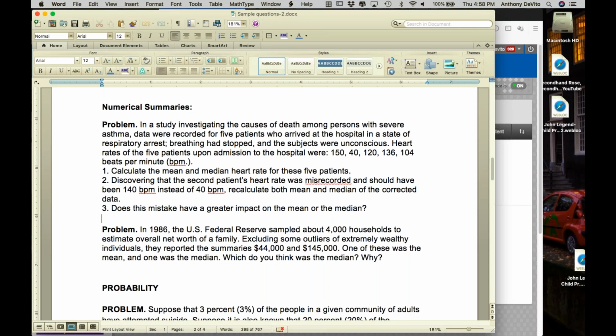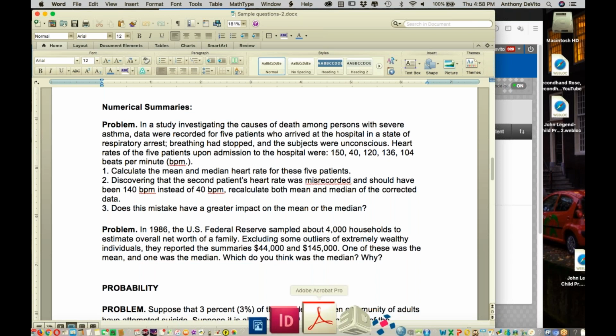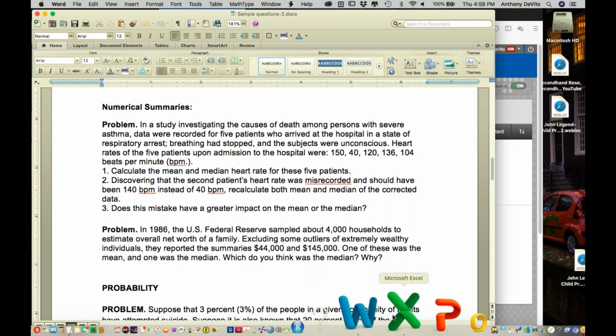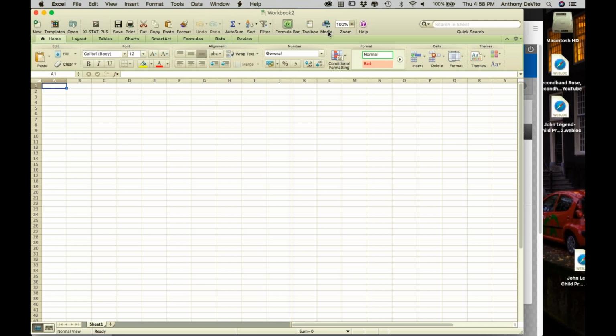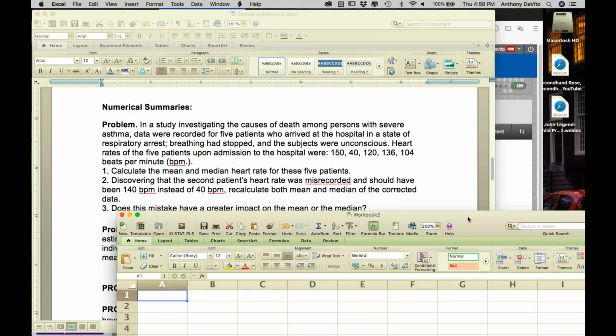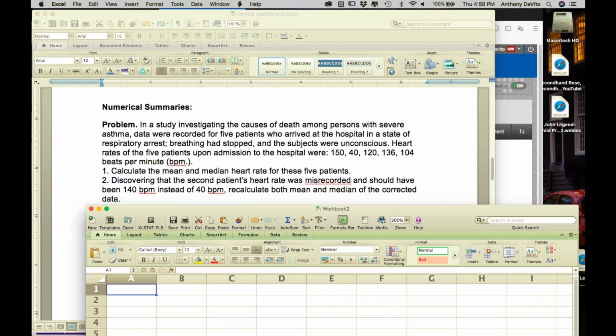The mean, because 40 is an outlier. He was the lowest. The mean is more sensitive to outliers. Yeah, let's actually demonstrate that. We type in this actual data: 150, 40, 120, 136, 104.